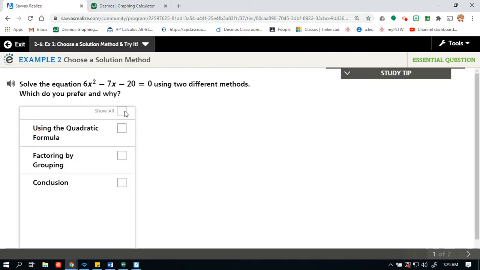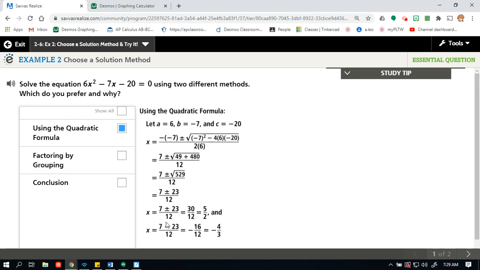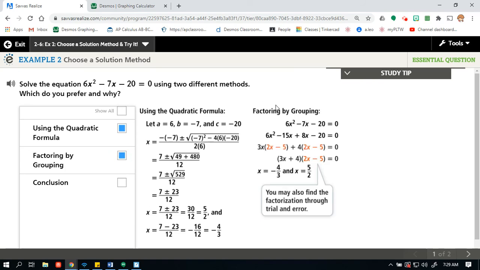We'll look at the solutions here. They use the quadratic formula for this one. They do factor by grouping. Again, another great way to factor. So if this is your personal favorite, go right with it. It's a great way to factor. It gets into those trinomial, cubic factorings.